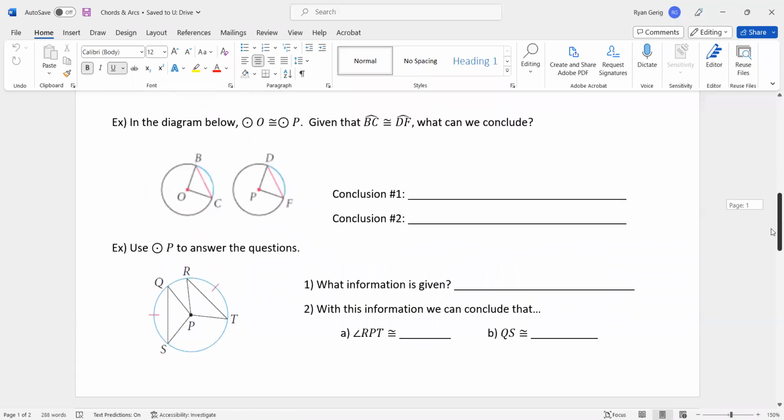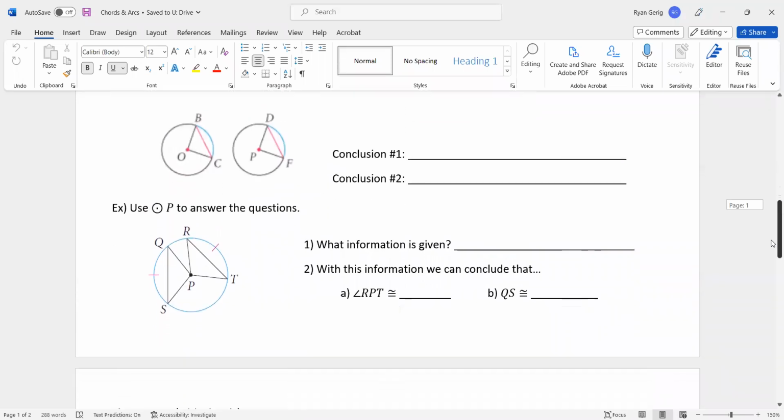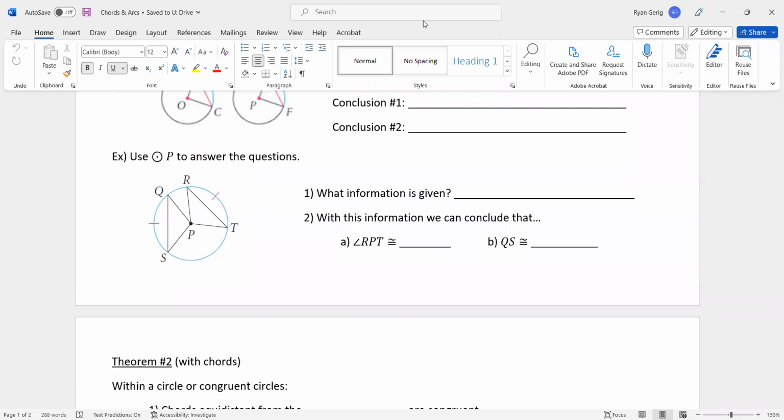Basically the same thing here. So the previous example had two circles that were congruent. This next example, it's one circle with multiple chords, multiple arcs in it. So what information is given? All right, so I'm looking at this. What do I know? I know that arc QS is congruent to arc RT. If the arcs are congruent, then the central angles are congruent. So angle RPT is congruent to angle QPS. And then the angles create congruent chords. So QS is congruent to RT. Okay.